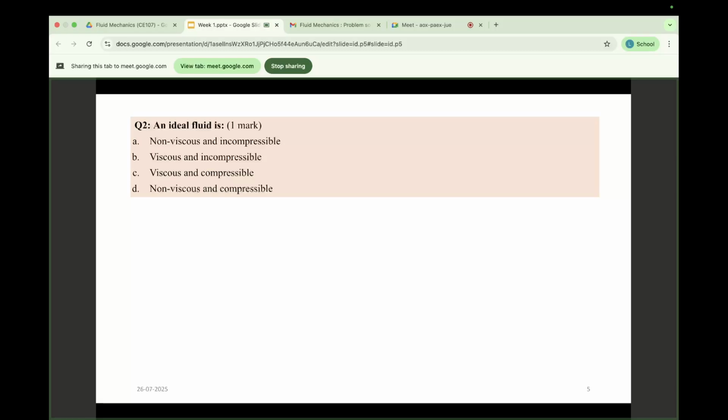In this question, the question is, an ideal fluid is: the first option A is non-viscous and incompressible, B is viscous and incompressible, C is viscous and compressible, and D is non-viscous and compressible. So you need to know what an ideal fluid is, and if you have gone through this class, I hope that you will be able to answer this question. I am giving you 1 minute to answer in the chat box.